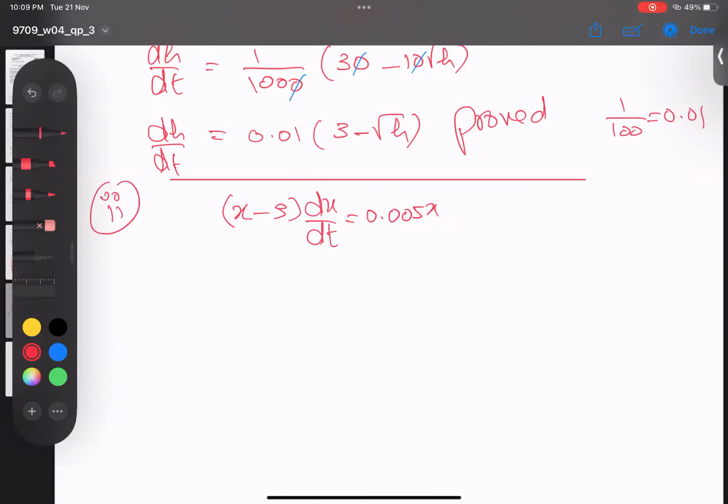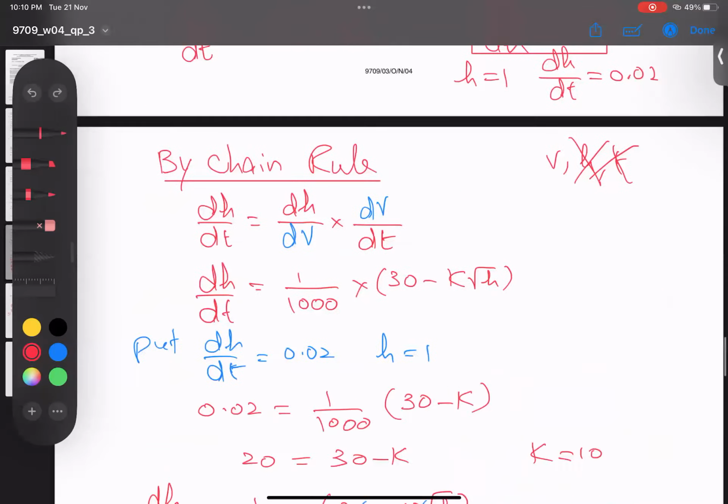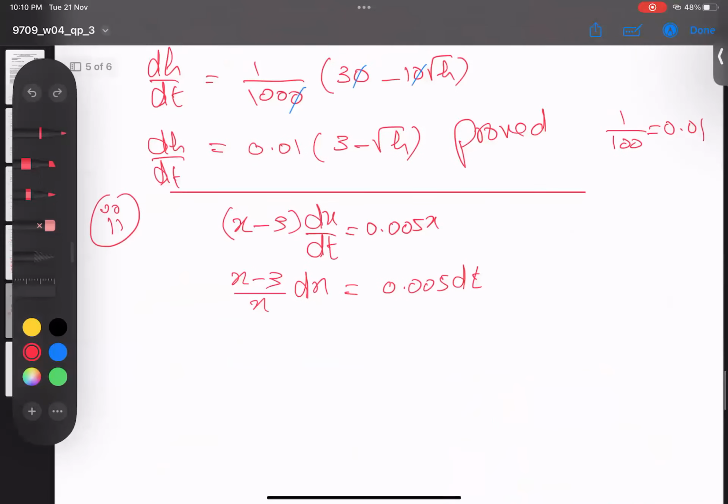First of all, x is the subject. So naturally x minus 3 over x dx and 0.005 dt. Once again, check it. Did he say x subject? No, sorry, t subject. Sorry for that. What is 0.005? If you type it in the calculator and check it, it gives 1 by 200. So 0.005 is 1 over 200, and this 1 over 200 will go there. I'm just writing it this way. I believe you will understand, inshallah.